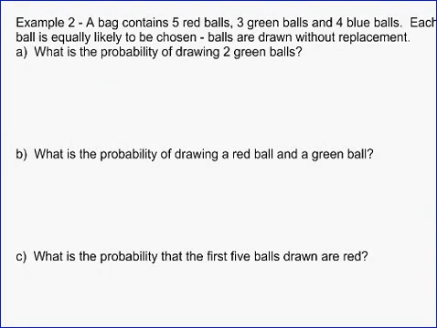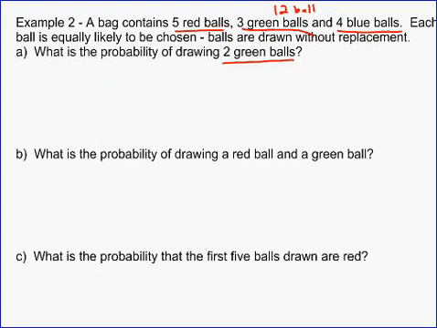Okay, the next example we're looking at is, you've got a bag. It contains 5 red balls, 3 green balls, 4 blue balls. So there are 12 total balls. And it says each ball is equally likely to be chosen. Balls are drawn without replacement. So we're not replacing these balls back into the bag. So it says, what's the probability of drawing 2 green balls?